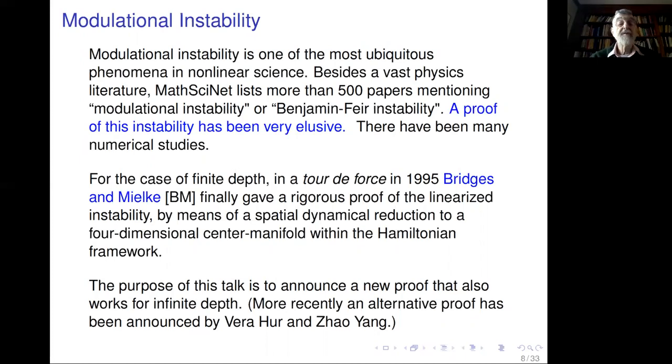They did a lot of changes of variables, and their proof does not work for infinite depth because they lose compactness. And so the purpose of my talk is to give a new proof of this, which is also a proof of infinite depth, but it's a very different proof from Bridges and Mielke.